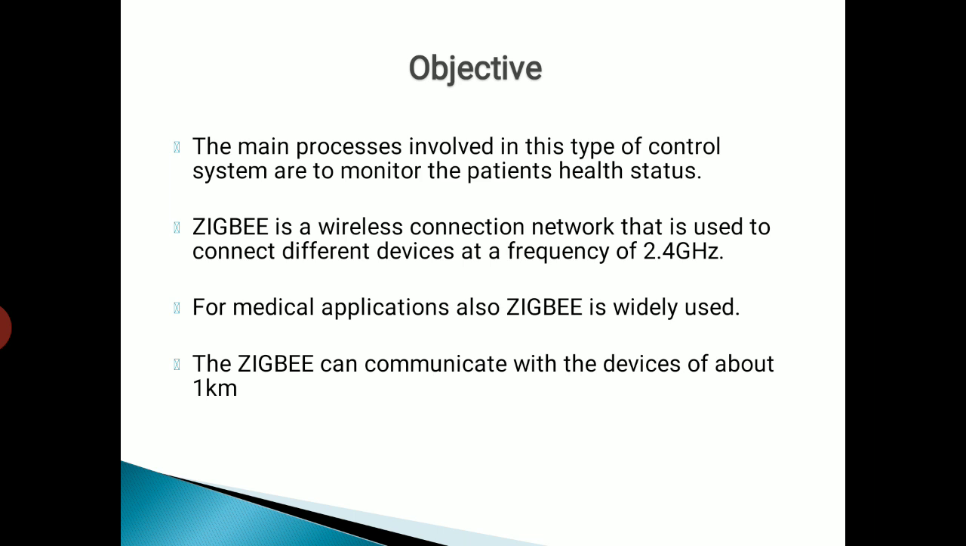The main process involved in this type of control system is to monitor the patient health status. Zigbee is a wireless connection network that is used to connect different devices at a frequency of 2.4 GHz. For medical applications also, Zigbee is widely used. Zigbee can communicate with devices up to about 1 kilometer.